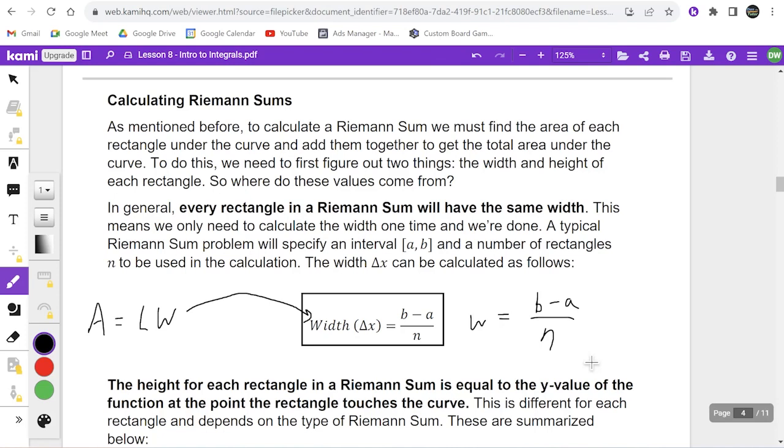And I explain that basically in this text right here. So if you want to write it down, you can. b is the higher number, a is the lower number, n is the number of rectangles. What do I mean by the higher number and the lower number?